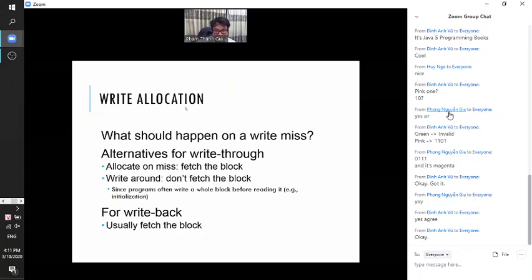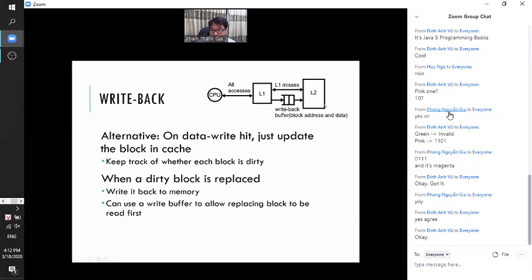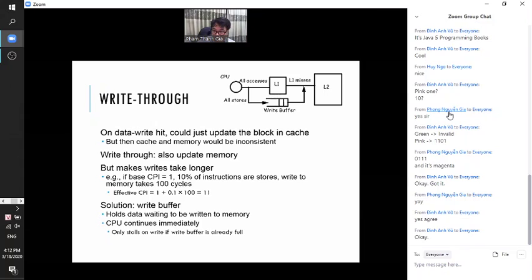So what about allocation when there is a write miss? The alternative for write through is allocate on miss, fetch the block, and write around. So don't fetch the block; it writes the whole block before reading, so we don't need to fetch the block. And for write back, it will fetch the whole block. Even in this case, we update only some address in L1, but when we write back the block, we need to write the whole block address and data. For the other case, we maybe need to update only one address if necessary.